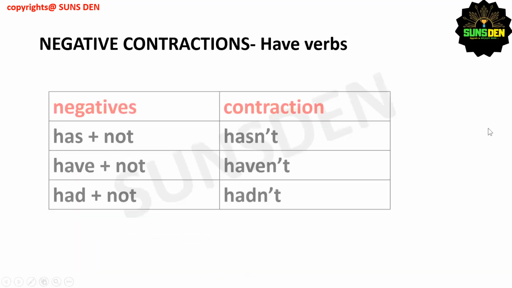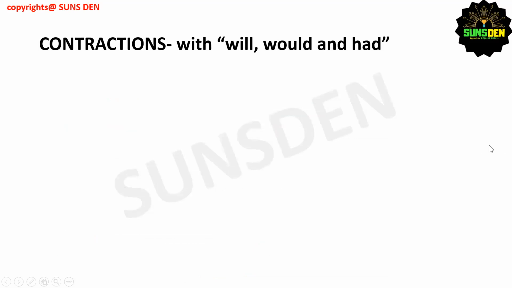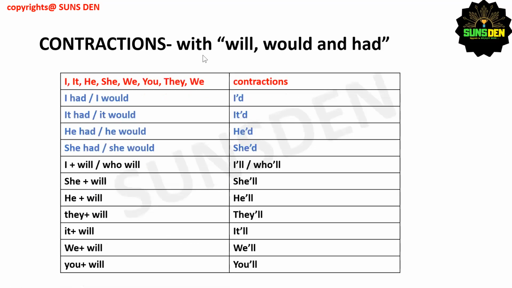We have negative have contractions. Has plus not, we have hasn't. Have plus not, haven't. Had plus not, hadn't. Now we have contractions with will, would, and had. The pronouns that we will be using are the personal pronouns I, it, he, she, we, you, and they.